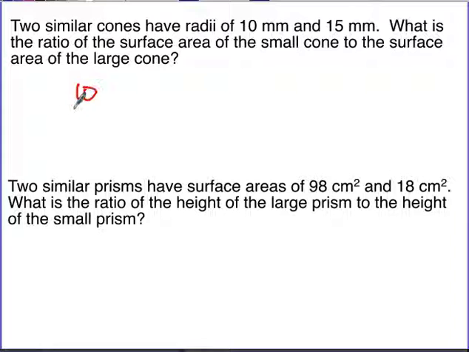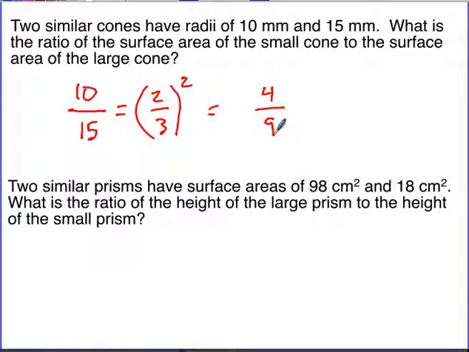So 10 over 15, and you don't have to, but you can. I think it makes it easier if you simplify. So 10 over 15 is 2 over 3. Then square it. Since we're talking about surface area, it needs to be squared. So the ratio of the surface areas would be 4 over 9.